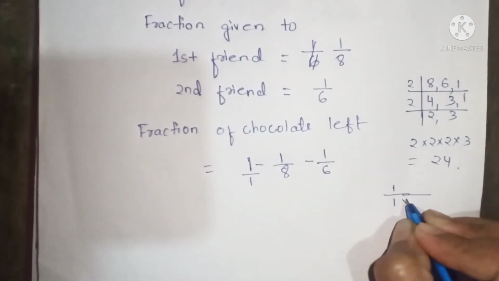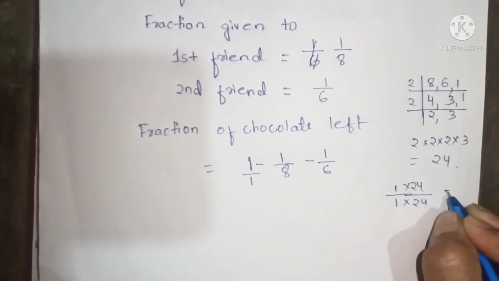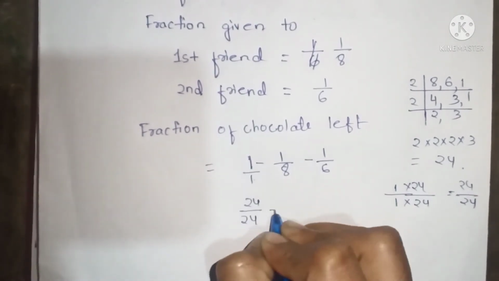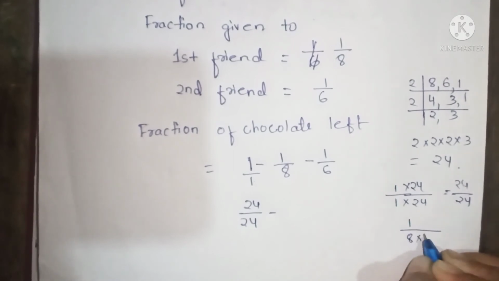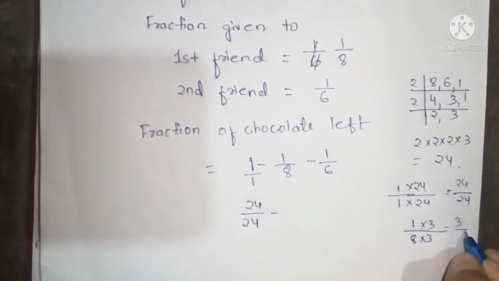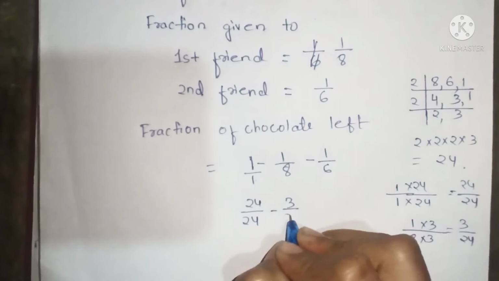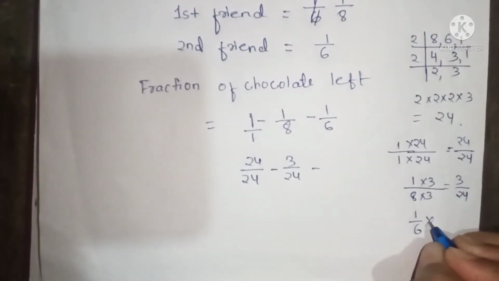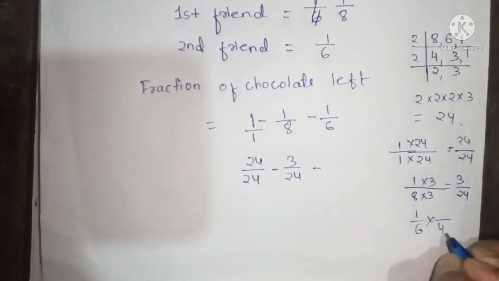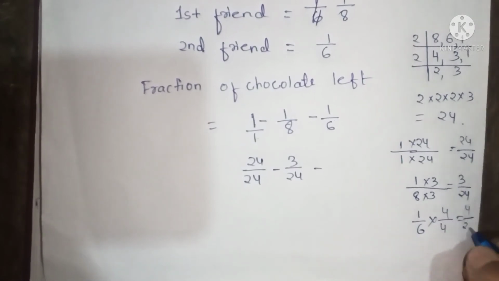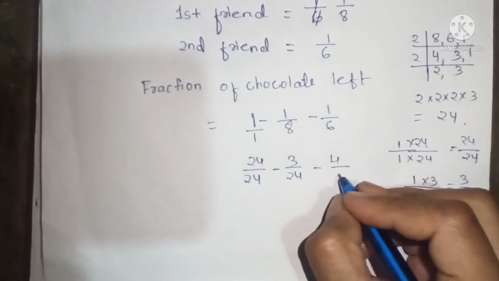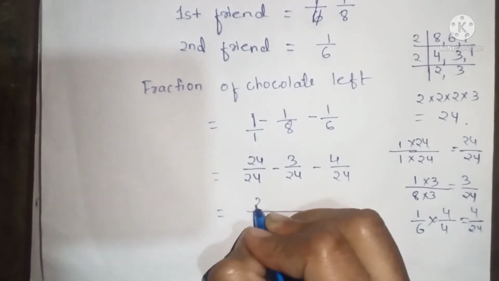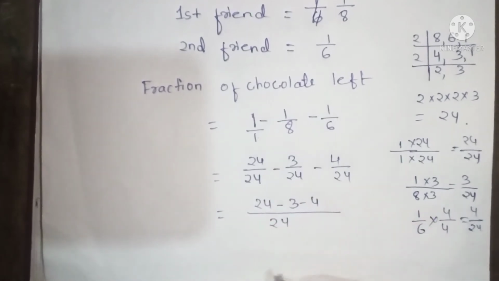Now we need to change all this. We will change it on the rough side. 1 will become 24/24. 1/8 will become 3/24. And 1/6 will become 4/24. So now we need to subtract it. We'll take the denominators common and then start subtracting.